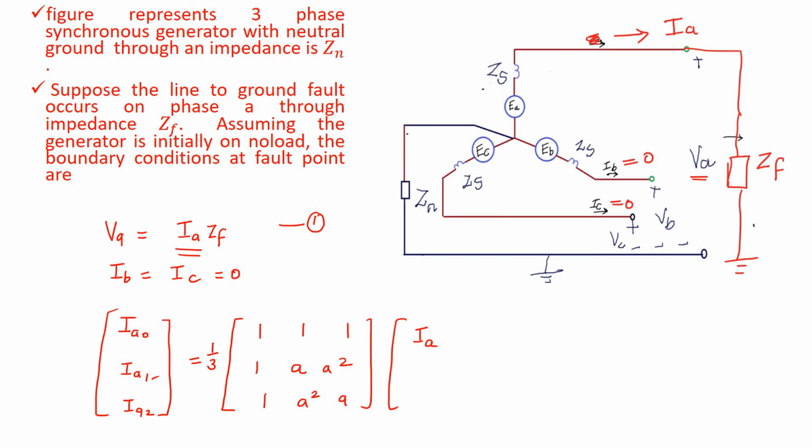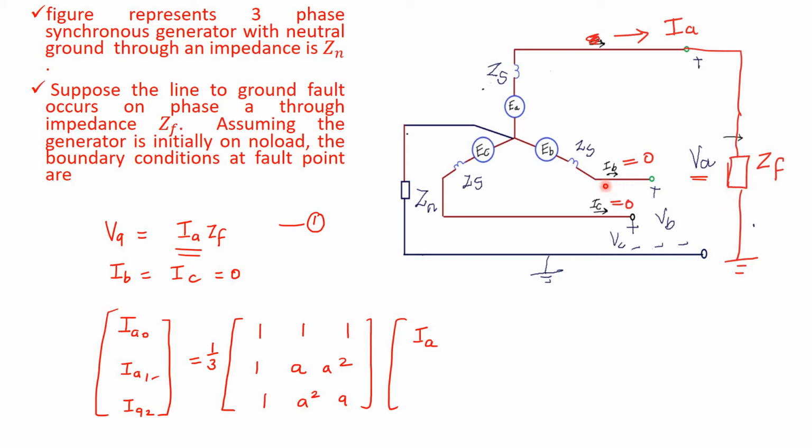Here I am going to explain about single line to ground fault. So this is the diagram that shows the single line to ground fault. The figure represents a three-phase synchronous generator with neutral grounded through an impedance Zn. Suppose a line to ground fault occurs on phase A. This is phase A. Line to ground fault occurs on phase A through an impedance Zf.